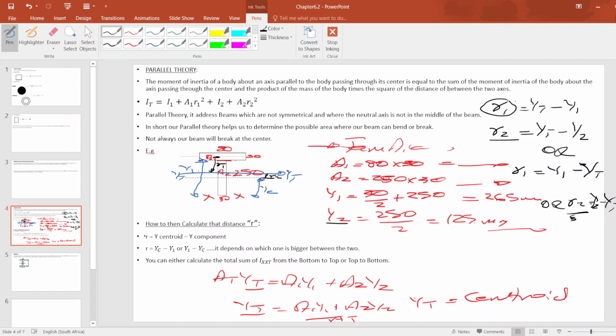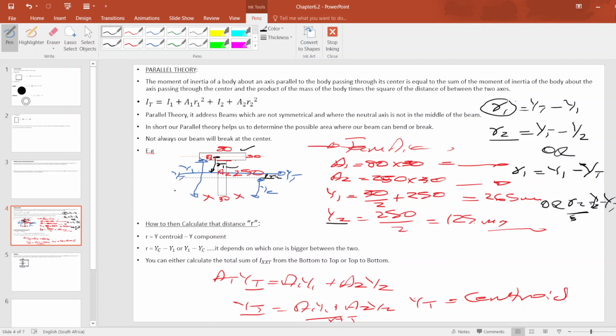Like I'm saying here, to calculate the distance R: R equals Y centroid minus Y component. The Y component, I decided to write it as Y component instead of Y1 or Y mean. When I say Y component, you will have the picture of a compounded beam. This is my component 1, this would be my component 2. Then I use my component 1 and my component 2 to calculate the distance R.